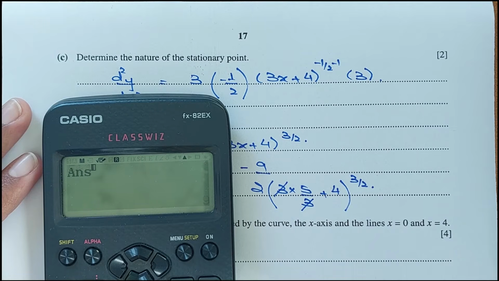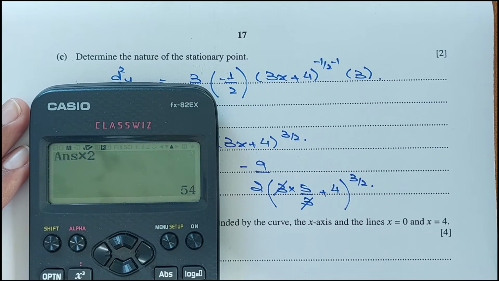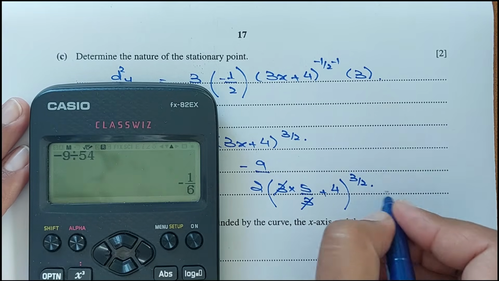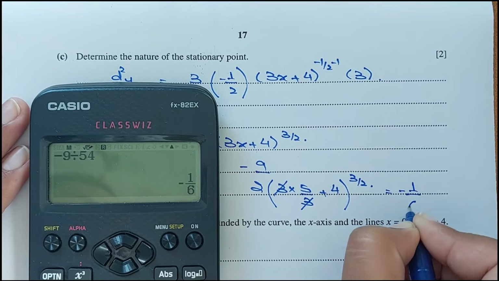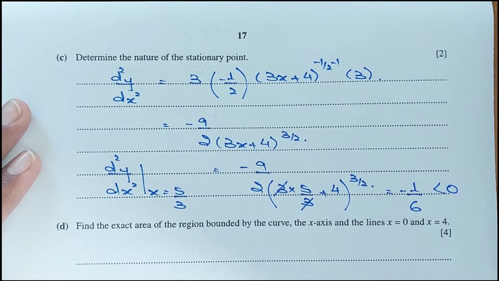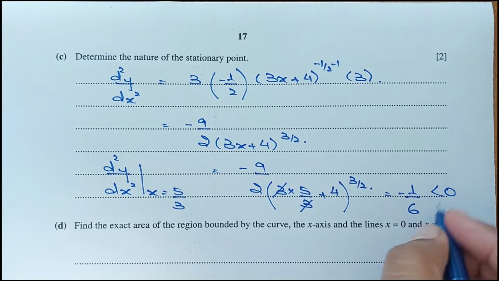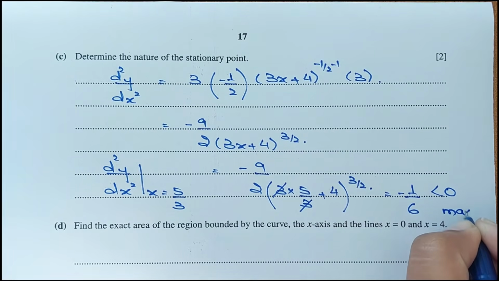Its power is 3 by 2 and times 2. So we have 54. Minus 9 divided by 54 is minus 1 by 6, so it is negative. It is less than 0. So when the second derivative at the stationary point is negative, we can say that the nature of the stationary point is maximum.